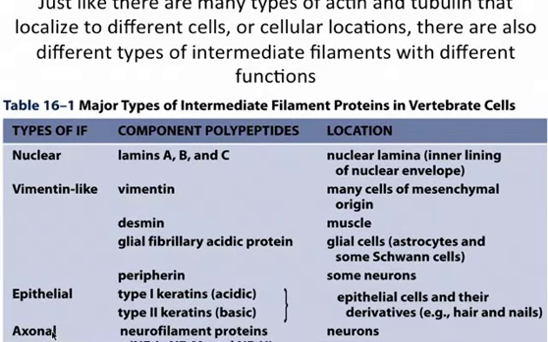There are many types of actin and tubulin, which I've kind of referred to, but we haven't gotten into great detail. But there are many types of actin and tubulin, and they can be cell specific. There are also different types of intermediate filaments with different functions. So some are nuclear, right? So they're located in different places. Some are nuclear, some are in muscles only, some are only in glial cells, neurons, epithelial cells. Just understand that. Don't memorize that, please, or else I kill you.